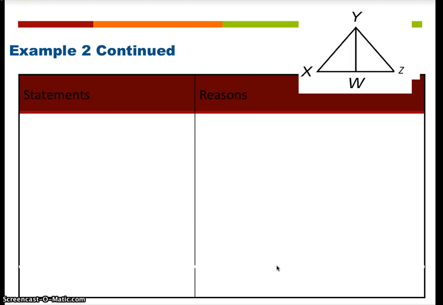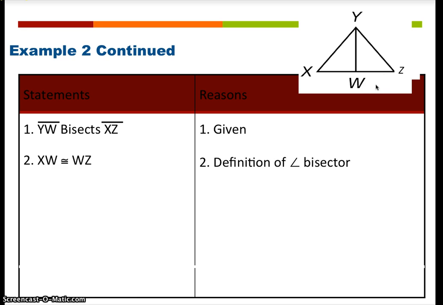The first thing that they did was they told us that YW bisects XZ. So that's given. What does it mean for it to bisect? Well, bisect means to split it into two equal pieces. So if YW is bisecting XZ, then XZ has been split into two equal pieces. This piece on this side, XW, must be equal to the piece on the other side, WZ. So XW is congruent to WZ by the definition of bisector.